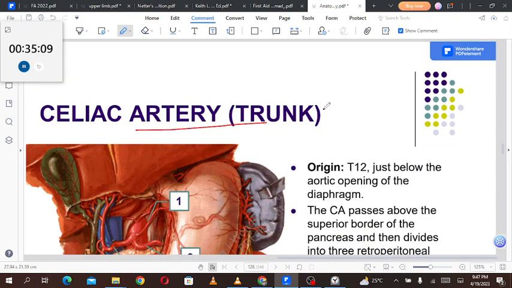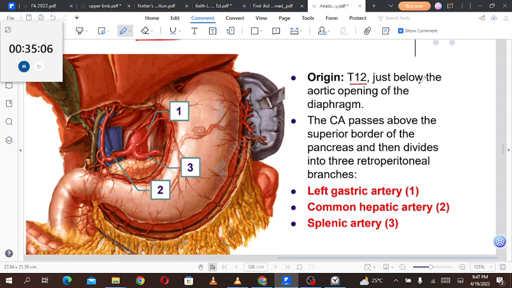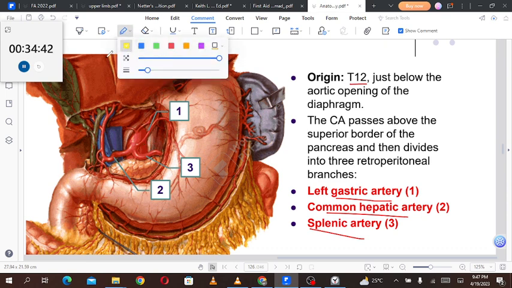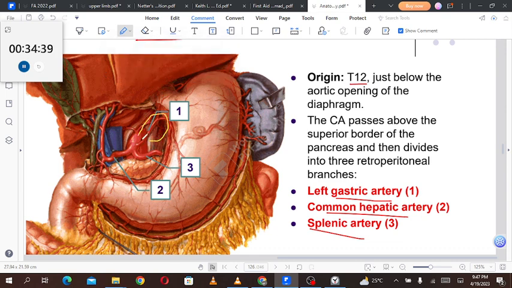So let's move on. Celiac artery or trunk. The region is T12, just below the aortic opening of the diaphragm. The celiac artery passes above the superior border of the pancreas and then divides into three retroperitoneal branches: left gastric artery, common hepatic artery, and splenic artery. The common hepatic artery is just for theoretical purposes. Practically, we only say hepatic artery. So here you can see the first one is the left gastric artery. Let me change the color because everything is red over there. This artery over here is the left gastric artery. The second artery, this one, is the common hepatic artery, and the third one is the splenic artery that is going all the way into the spleen like that.